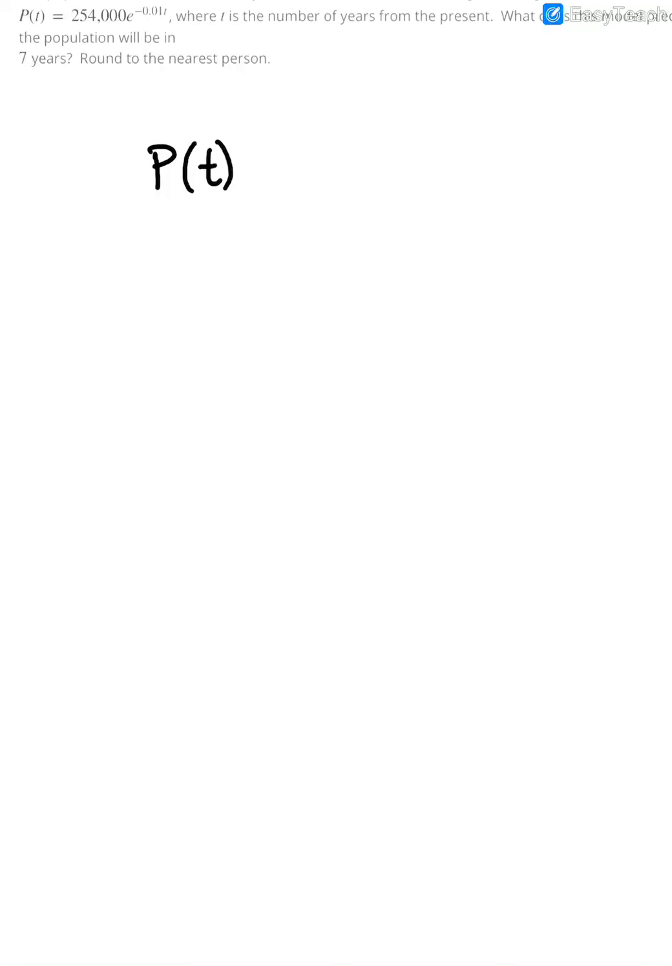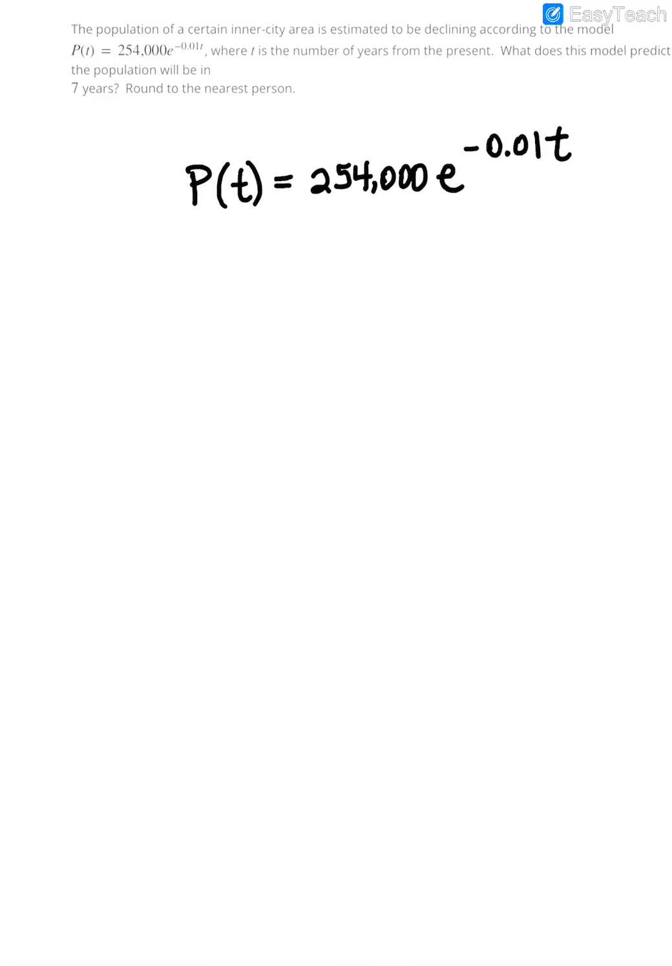P of t is equal to 254,000 times e to the negative 0.01 times t. And they tell us that t represents the number of years from the present. Now, they want to know, what does the model predict that the population will be in 7 years?